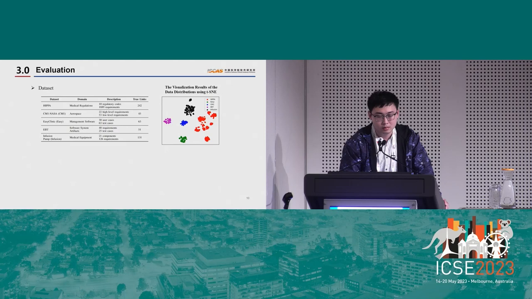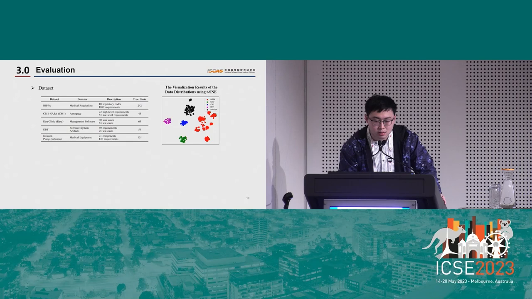300-ish requirements. So I assume the first one, medical regulations, is like one domain? Well, although the number in the first data set is huge compared to the others, the distance between the domains is different, and we visualize it with the tools. So I think it doesn't affect the result.